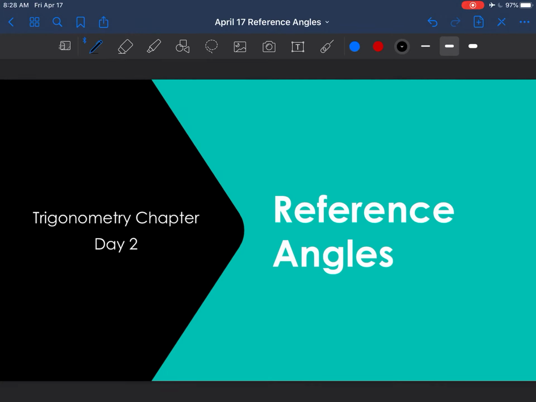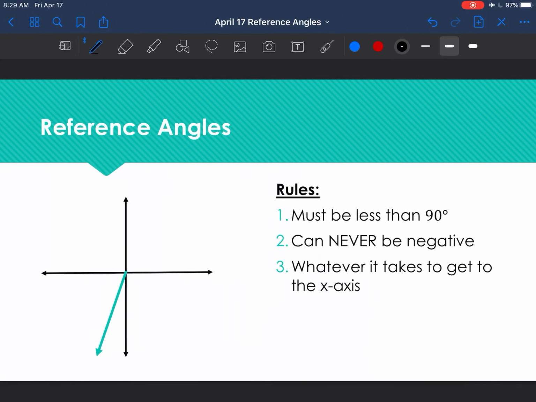All right, so next lesson is going to be drawing or figuring out what's called the reference angle. Now, the way I've done this trig chapter is every day is basically just kind of build upon the day before. So it's basically going to be an added step from what we did the day before. So we're finding reference angles today. And let me show you what a reference angle looks like.